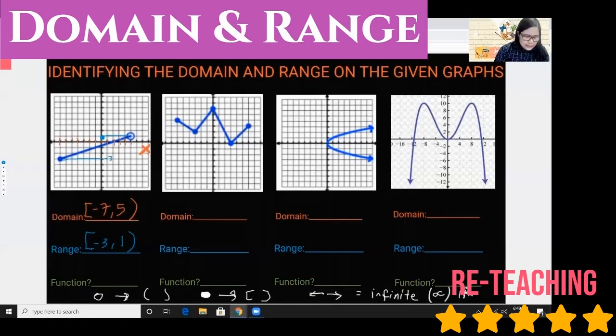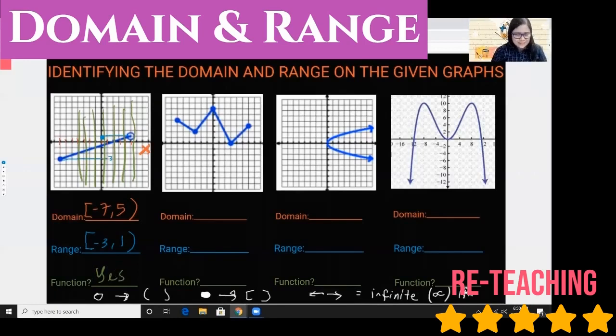Now, let us test if it is a function. Yesterday we did this one. We will use a vertical line test by making a vertical line in all the graph. If it touches the graph once only, that means it is a function. Every vertical line that we drew, the green line, touched the blue graph once only. So is it a function or not? Very good. It is a function. So we can write, yes, it is a function.